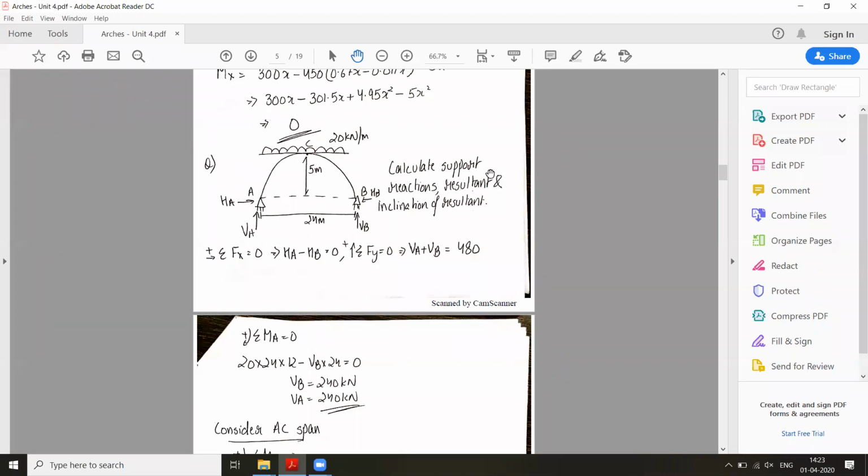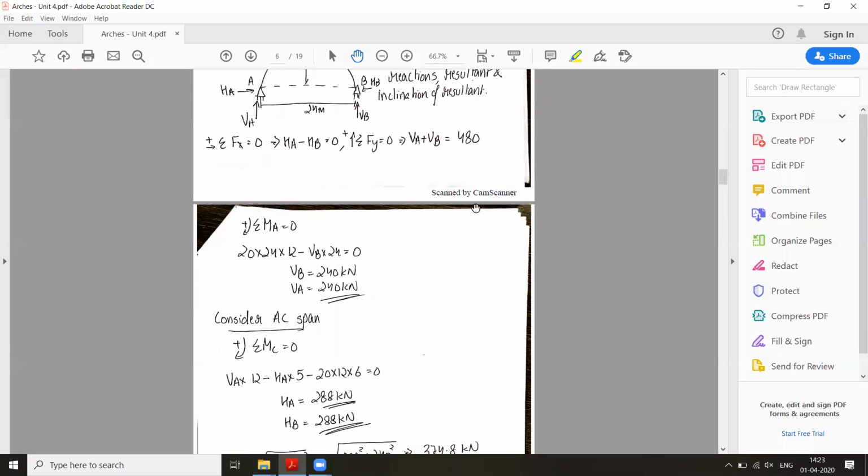Now the next part of the question is saying that you need to calculate the resultant. Now what is this resultant? Okay, let me draw this. So see, at A support, there is a horizontal force HA. Okay, this is your horizontal force HA here. Then at your A support, there is one vertical force here, VA. Okay, this is your VA.